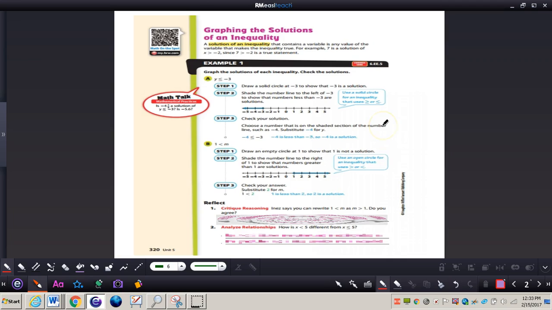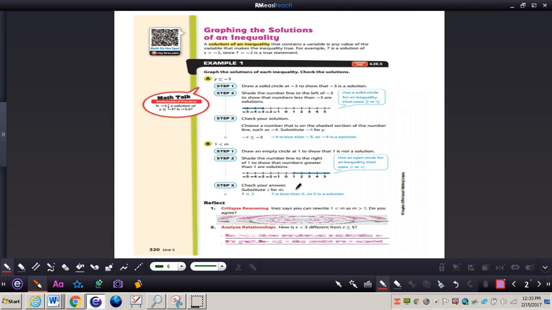Now let's take a look at letter B. It says draw an empty circle at 1 to show that we're taking a look at 1 is less than m. Now, what we need to do first of all is draw an empty circle to show that 1 is not a solution. Remember, an open circle for inequalities that use greater than or less than symbols, and a solid circle for any inequalities that are greater than or equal to or less than or equal to.